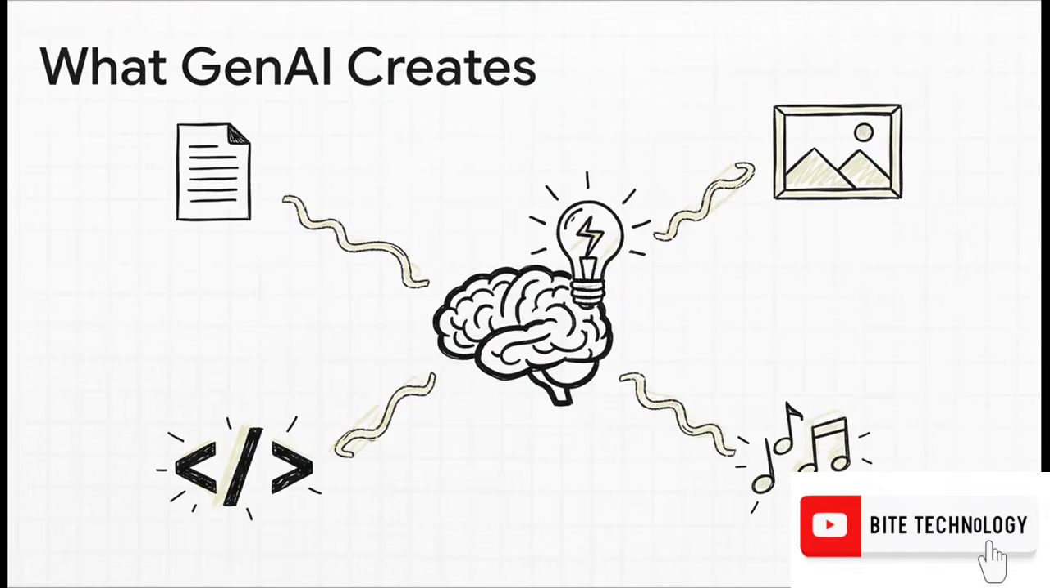And what does it actually generate? Well, all sorts of content. We're talking about the text you get from a chatbot, those amazing images from an image generator, snippets of code to solve a tricky problem, or even custom audio tracks. These are all outputs from a generative system.